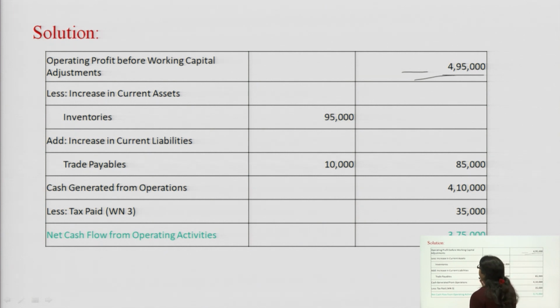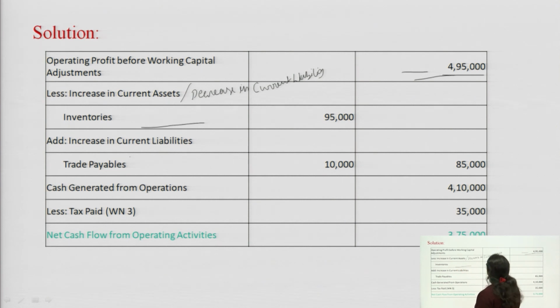Now, what will we do? We will check whether the current assets are increasing, and whether current liabilities are increasing or decreasing. We will check this increase and decrease. If there is any increase in the current assets, at that time we will subtract this. Increase and decrease in current liabilities will come into this head.